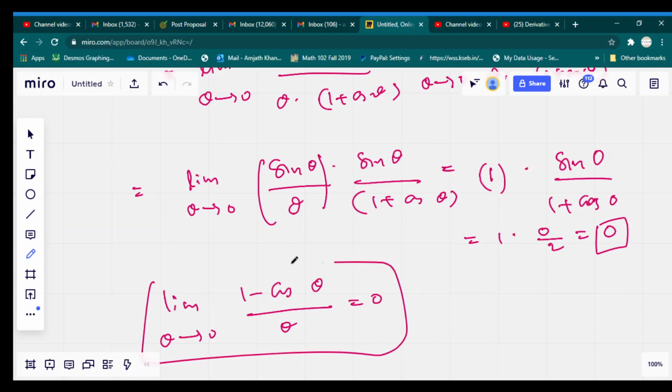This is the second result as a bonus. We will use the application of these limit results in differential calculus to derive the differentiation formulas for sine x and cosine x, which we will do in the next video. Thank you.